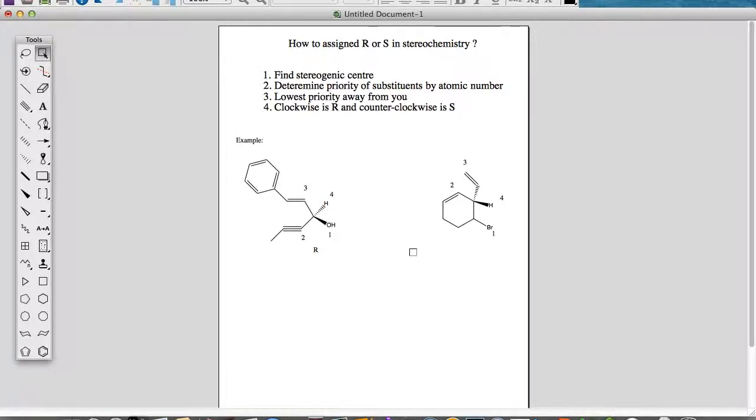So now we can see the hydrogen is pointing up, not pointing away from you. So we count 1, 2, 3 clockwise. However, the hydrogen is pointing toward you, which is not pointing away from you. Therefore, we need to reverse the result. The R is going to be S. Whenever you see the lowest priority substituent is pointing toward you, you have to reverse the result.